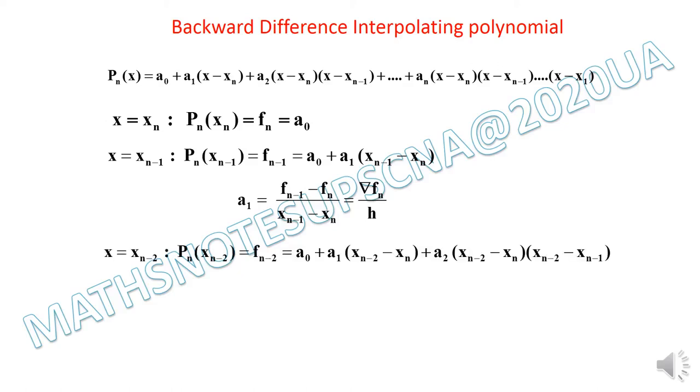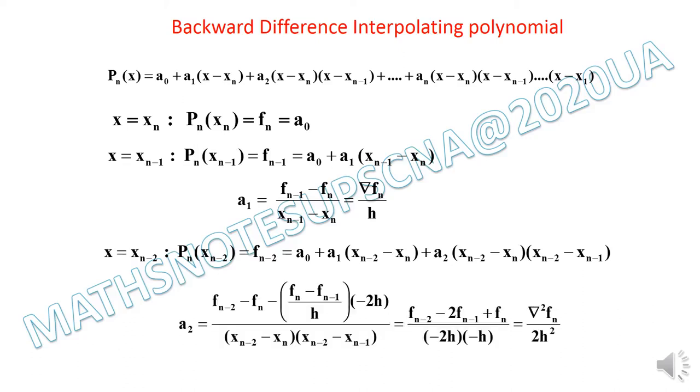And now we can substitute x equal to xn-2 in our expression Pn(xn-2). Now we will have the first three terms and the rest of the terms will be 0, which we can write as fn-2, and from here we will calculate a2. a1 we got in the previous expression. We substitute the values of a0 and a1 from the previous steps and find the value of a2, which is equal to backward del square, ∇²fn upon 2h².